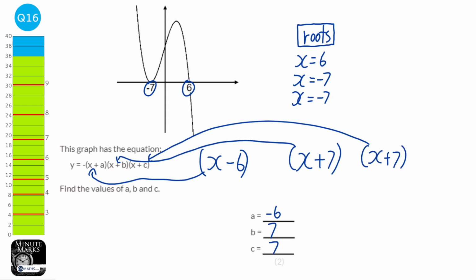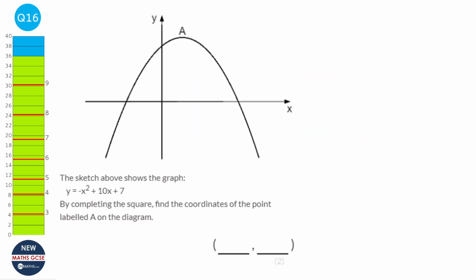Now, you might ask the question, how do you know which is A, which is B, which is C? Actually, it doesn't matter. We could put A at 7 and B at -6 and C at 7. As long as one of these is -6 and two of these are 7, you'll always get the right answer. So we're asked to first of all complete the square.